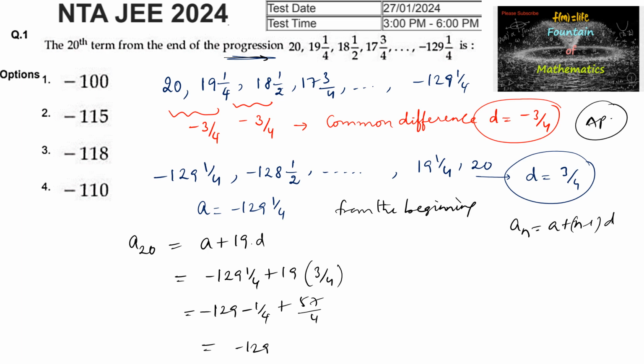So we can write 56 divided by 4, that is minus 129 plus 14, that is minus 115. So minus 115 is the answer, which is option B.